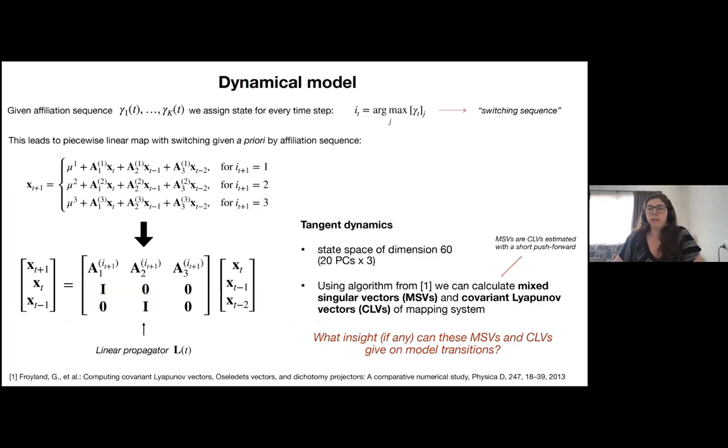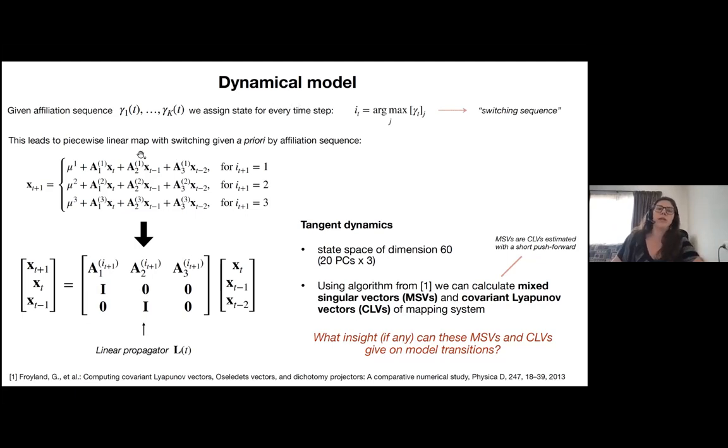Well, the first thing we did is look at the affiliation sequence. The affiliation sequence, again, says how well our data fits a given cluster on a given day. We take the largest affiliation on a given day and assign that day to that particular cluster. We do that for every day, and that gives us a switching sequence, so each day is assigned to a given cluster.